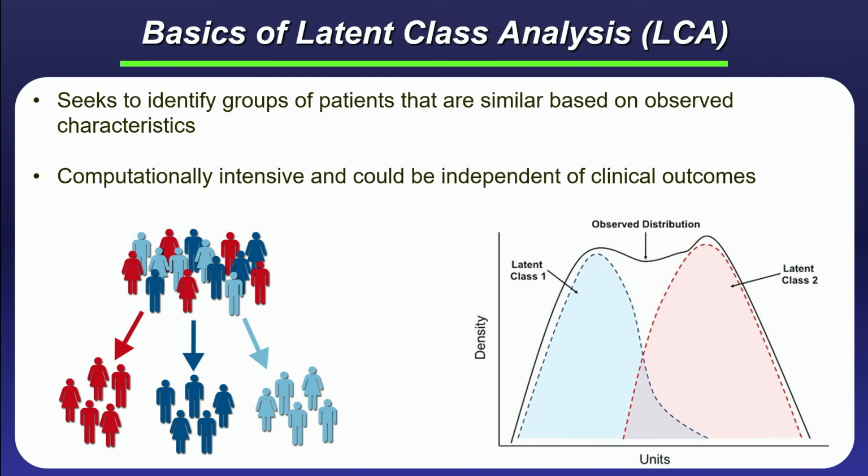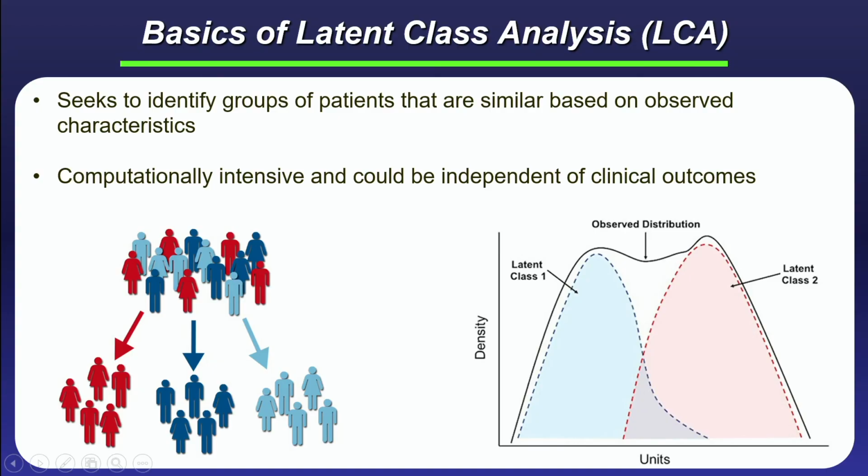One thing that we've been doing as a group is using a methodology called latent class analysis. It's a type of statistical analysis based on mixture modeling and on the hypothesis that there are distinct subgroups of patients within a larger population. The goal of LCA is to identify subgroups that are similar based on observed or known characteristics.